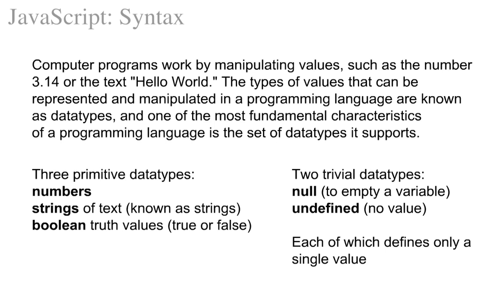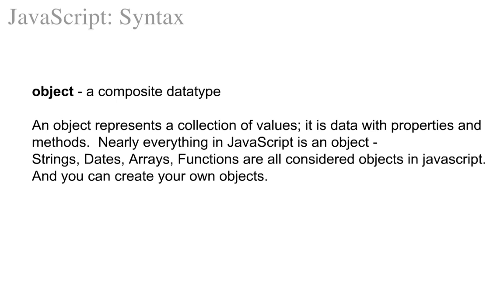In addition to these primitive data types, JavaScript supports a composite data type known as an object. An object represents a collection of values. It is data with properties and methods. Nearly everything in JavaScript is an object. Strings, dates, arrays, functions are all considered objects in JavaScript. An array is a group of values, and a function is an object with executable code that will execute an operation. You can also create your own objects.